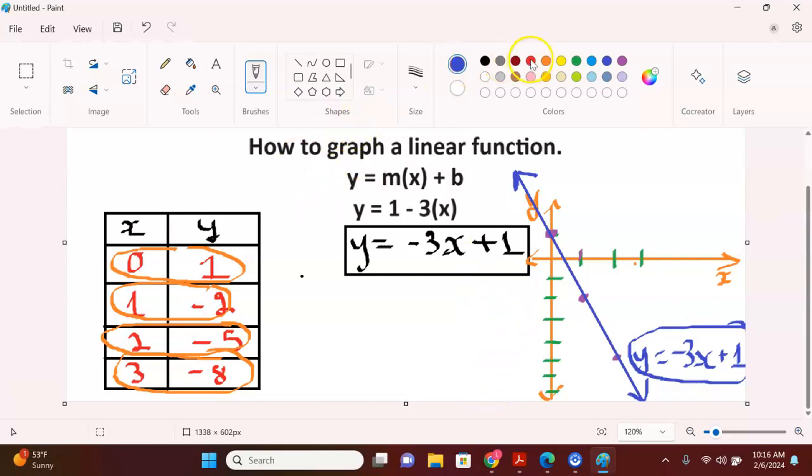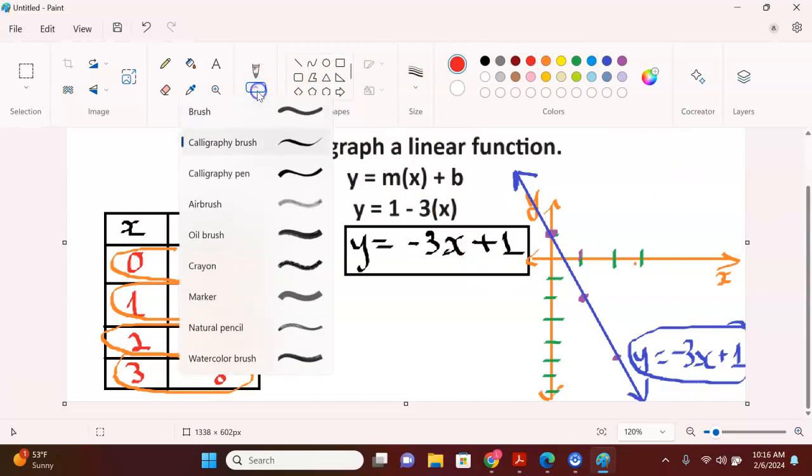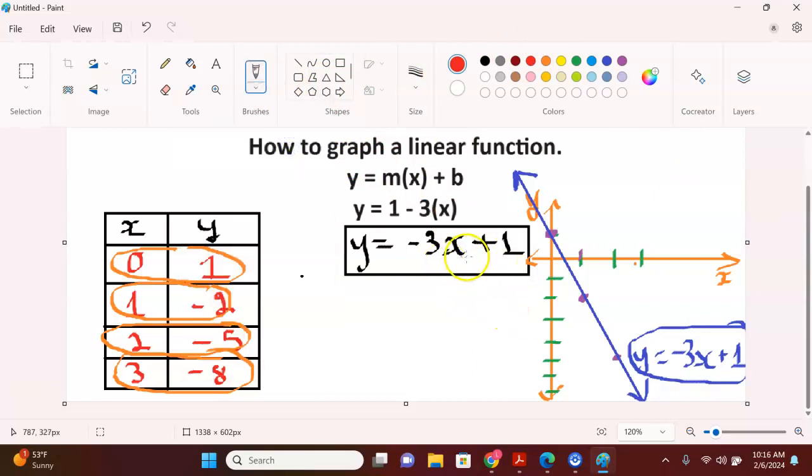Now, if you remember what you learned from chapter 5, you can also graph this function using the slope and the y-intercept. Now, remember we said the y-intercept is 0 comma 1. That's the y-intercept. And your slope is negative 3. Slope negative 3 is the same thing as negative 3 over 1, and that's going to be rise over run. The definition of slope is rise over run.